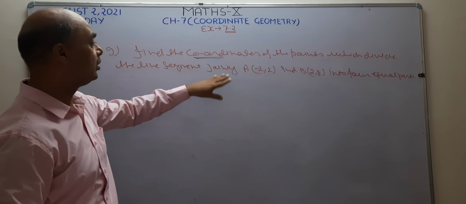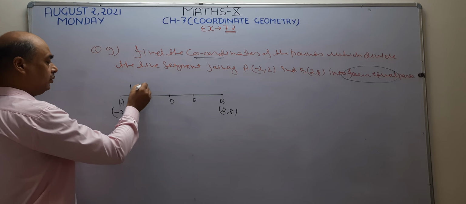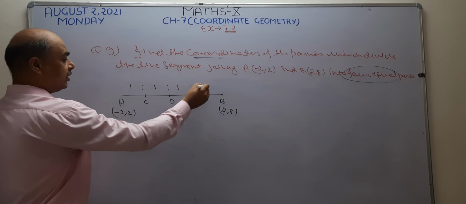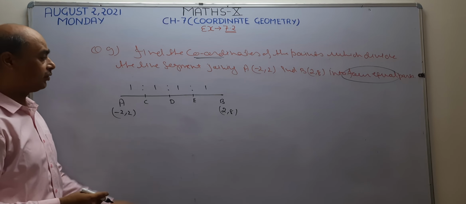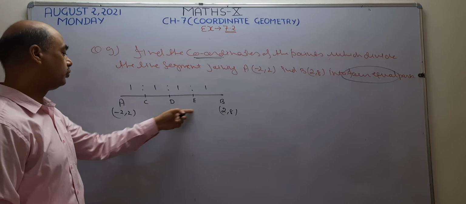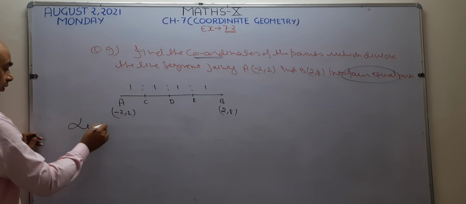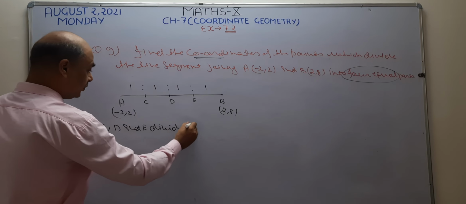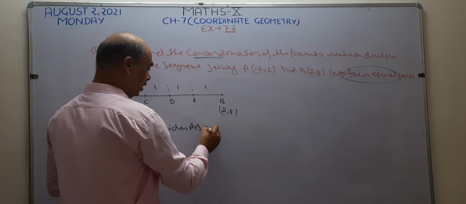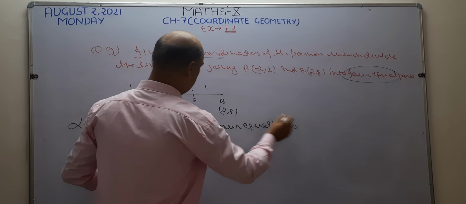Suppose these points C, D and E make 4 equal parts of the line segment AB. See, this is 1, this is 1, this is 1 and this is 1. 1 plus 1, 2, 2 plus 1, 3, 3 plus 1, 4. How many parts are there? 4 parts are there. These 3 points make the given line segment into 4 equal parts. So, I write here: let C, D and E divide AB into 4 equal parts. Now, these parts are equal.